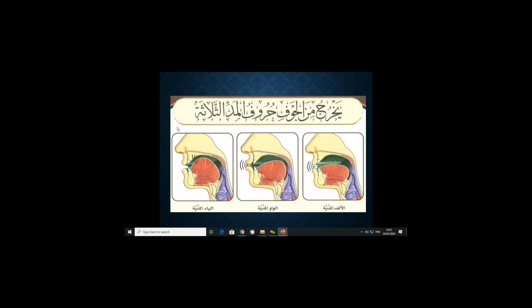So the mud letters are 3: alif, waw, and ya, preceded by their corresponding signs on the letter before it. They should have a letter before it with a sign that goes with it. So alif is empty. Alif is only alif when there is nothing on it, like fatha, dhamma or kasra. It shouldn't have fatha, dhamma or kasra. If it does have any of these three, it becomes Hamza.